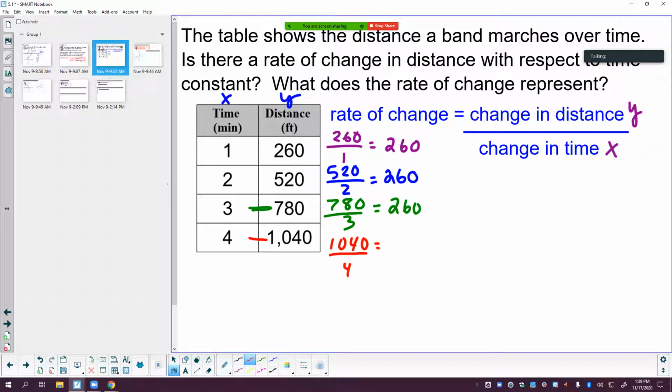Again, if I reduce that like a fraction, I'm going to get 260. If you have a calculator at home, you can type this in like a fraction and it'll reduce it. So you guys, I think, have the same calculator. You can reduce these fractions like that. You can also just do regular division. If I do 780 divided by 3, I'll get 260. Since this is a constant rate of change, every single time we're getting 260. That is the rate of change.